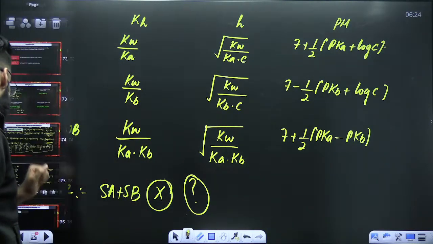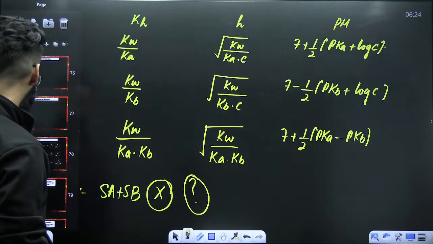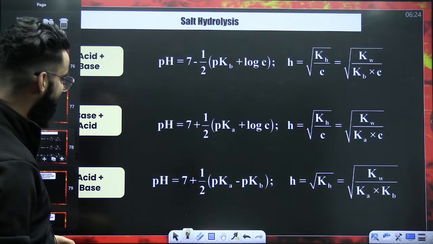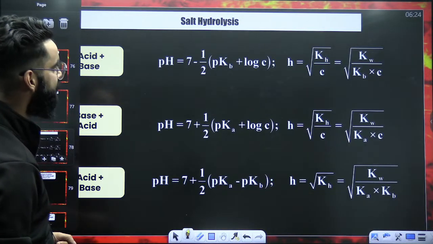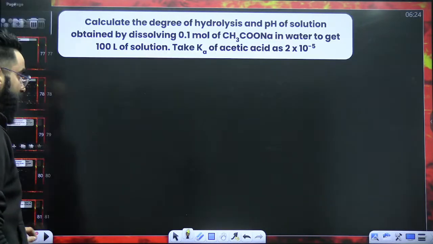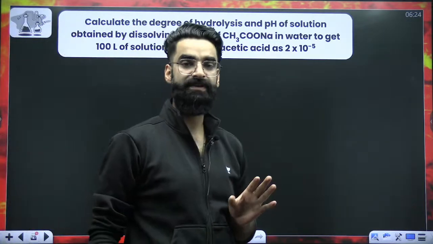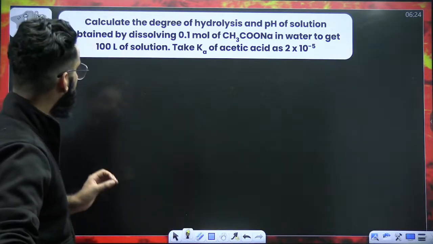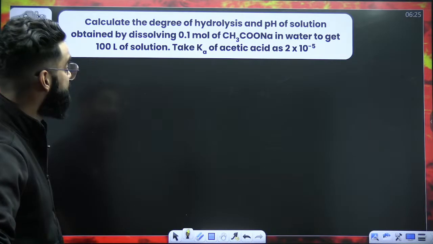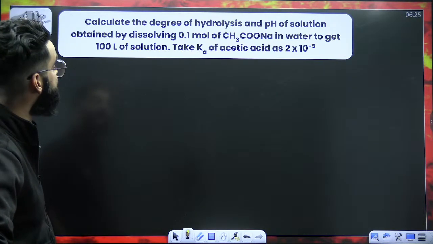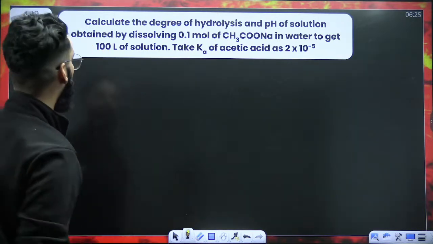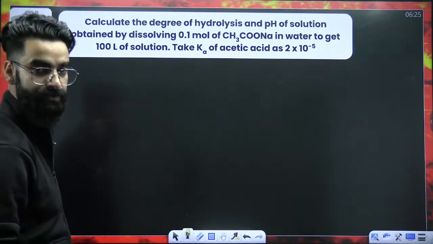Perfect, guys. Let's try to see exactly where these types of questions are asked. Oh, by the way, the table was already given to us. Why did I do all these efforts to write all these things? Anyways, let's have a look. This is the first question. Calculate the degree of hydrolysis and pH of the solution obtained by dissolving 0.1 mole of salt in water to get 100 liters of solution.